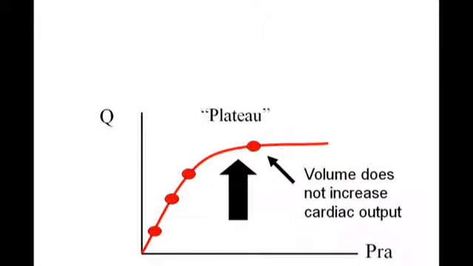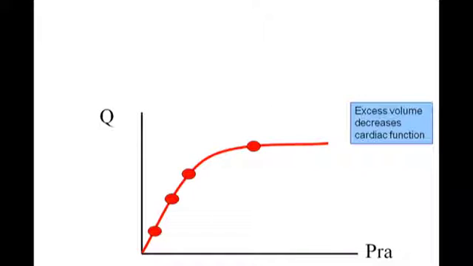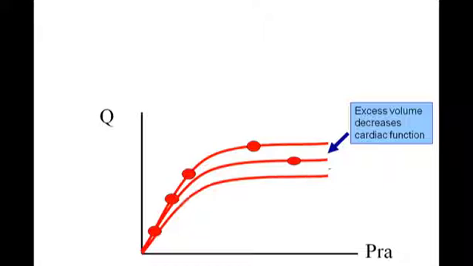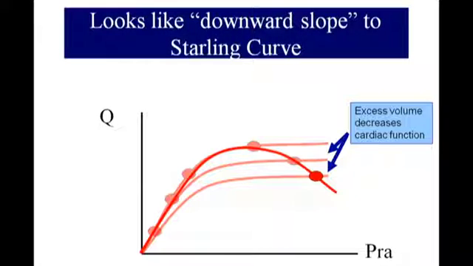So there was a comment about a downward part of a Starling curve. There is no downward part of a Starling curve, but if you overdo filling, you depress the cardiac function curve, and it will look like a downward part to the Starling curve. It'll effectively function that way.